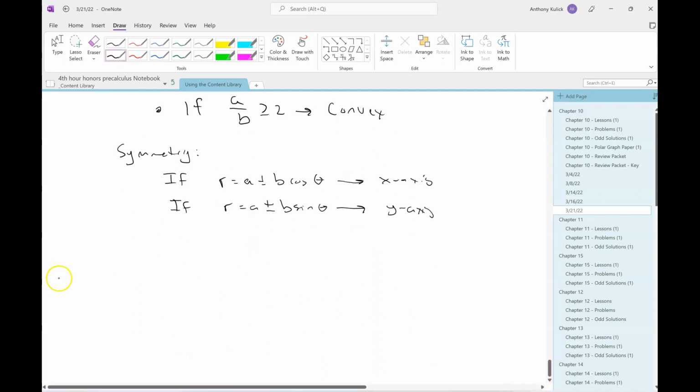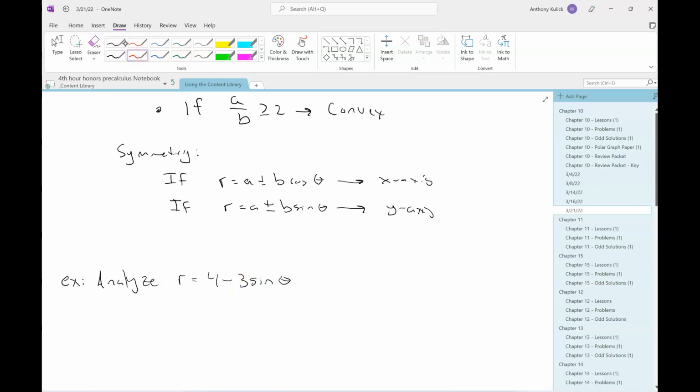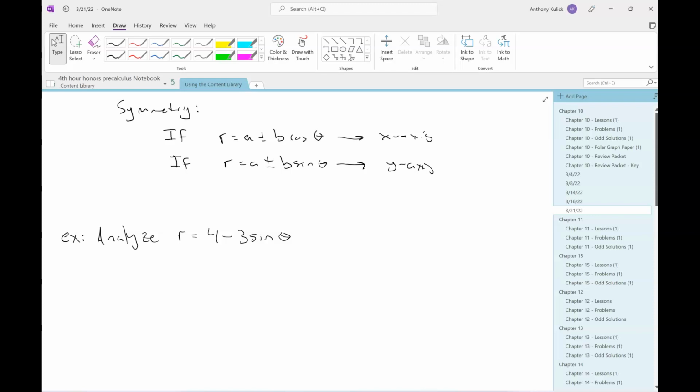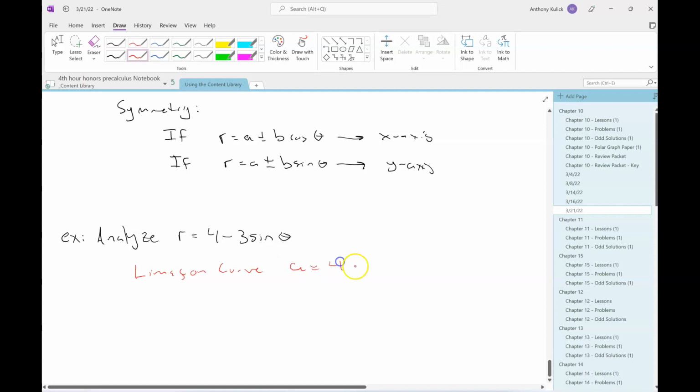So let's do one quick example. Okay. If we want to analyze r equals 4 minus 3 sine theta, I notice this is a limaçon curve where a is 4 and b is 3. Notice that b is not negative 3 here. The a and b are always positive values.